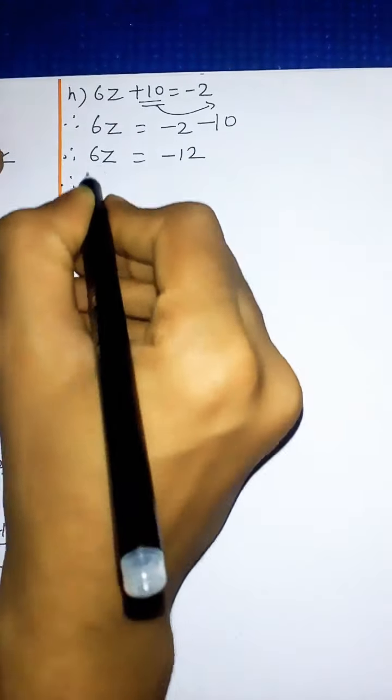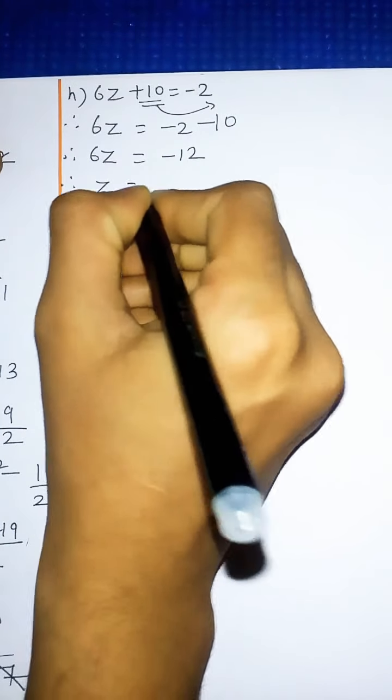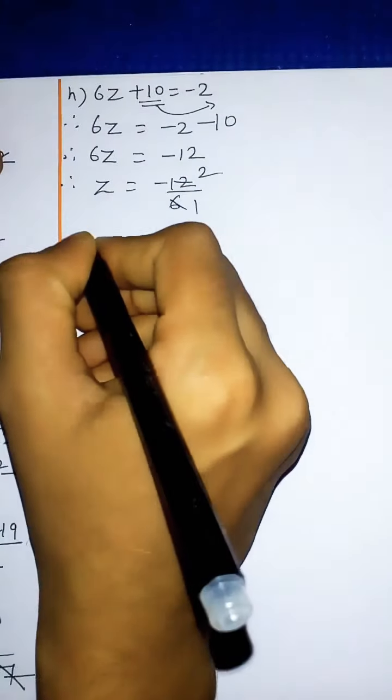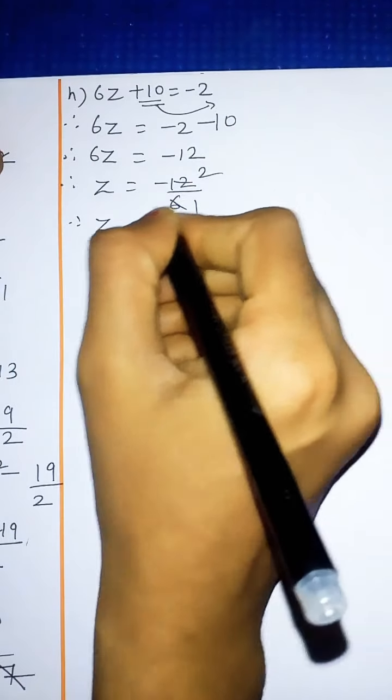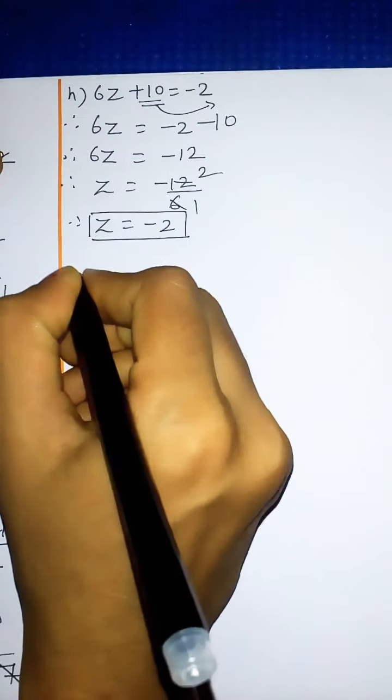Okay. Now this 6 and z are in multiplication. So this 6 will go here in division. So minus 12 upon 6. Now 6 ones are 6 and 6 twos are 12, so cancellation was possible. So minus 2 is left. So z equal to minus 2 is our answer.